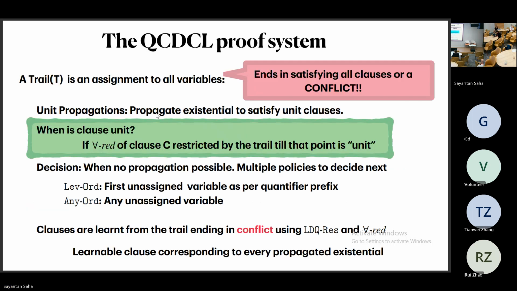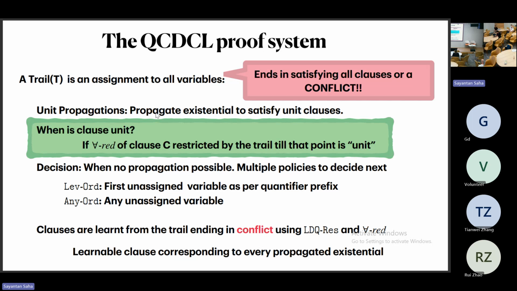In general, we focus on trails. What we mean by a trail is basically an assignment to all the variables, and it either ends in satisfying all the clauses, or we have a conflict, which means that either the assignment has falsified some clause, or we've assigned opposing polarities to the same variable for some reason. How this goes about assigning, as Meena talked about, is unit propagation, or the pseudo unit propagation that she described: if we have a clause at any point in the trail whose universal reduction is just a unit existential, we propagate it and set it to satisfy.